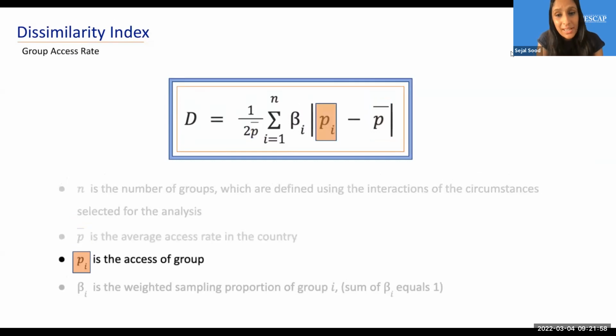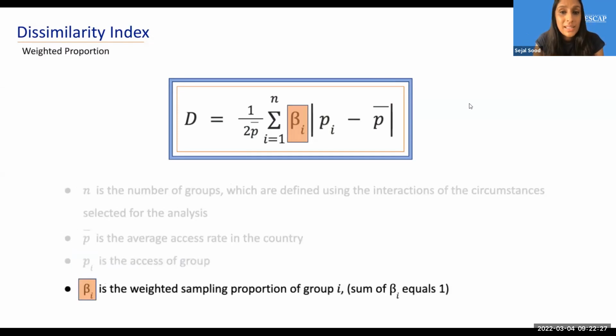Pi is the average access rate for each of those N groups. So we look at the access rate for each group, starting with group 1 all the way to group N. And we take the average access of that group and subtract the average access rate of the country from that rate. I'll show you a full calculation of this in a little while, but this is just to define what each term is.